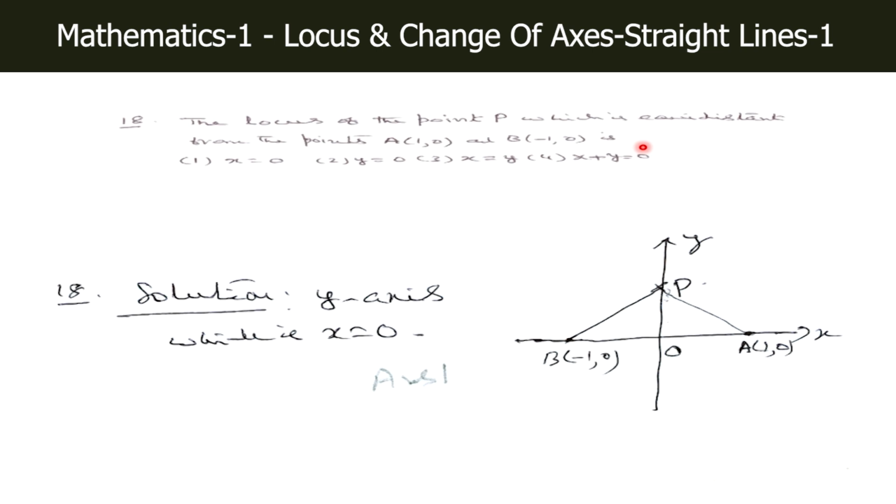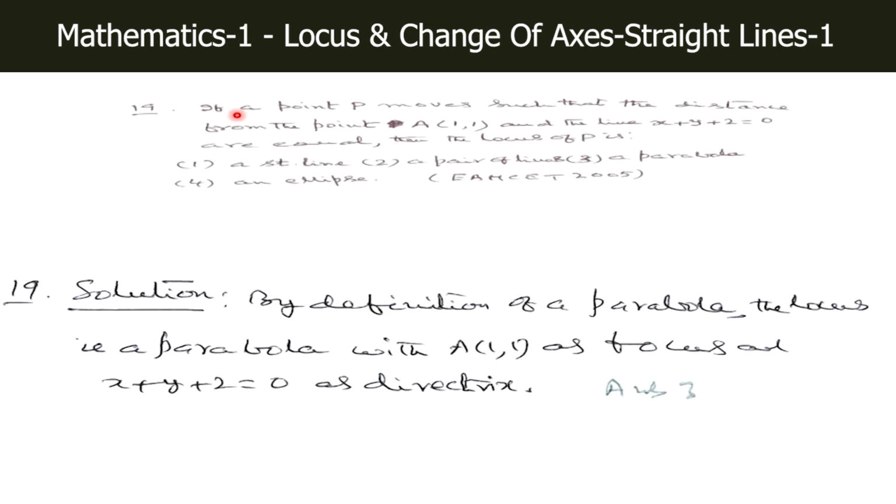Now you know that A(1, 0) and B(-1, 0) are points on the x-axis, positive x-axis and negative x-axis. So its perpendicular bisector is nothing but the y-axis. So any point on the y-axis is equidistant from both A and B. Therefore, the locus is the y-axis whose equation is x = 0. So the answer is 1.